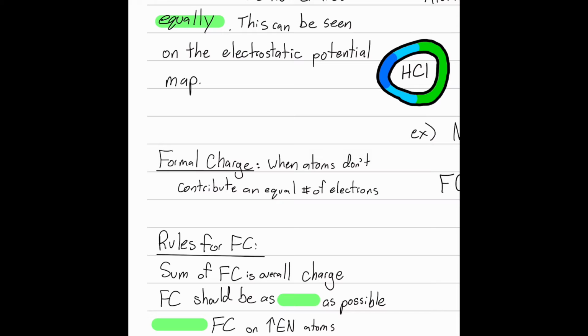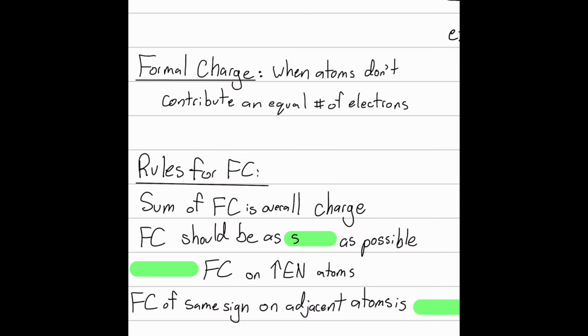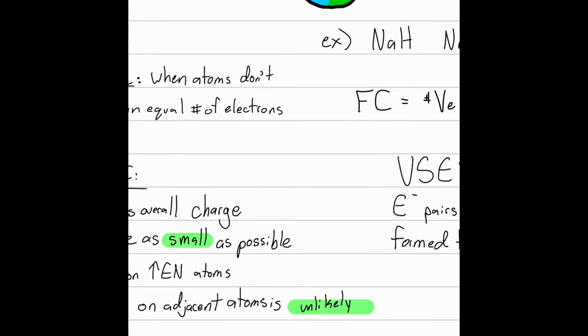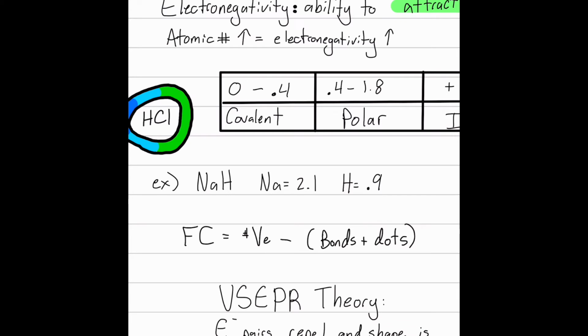When drawing a molecule and figuring out its structure and bonding, it's important that the formal charges are kept as low as possible. Negative charges should be on more electronegative atoms, and formal charges of the same sign on adjacent atoms is unlikely. Formal charge can be calculated by taking the valence electrons of an atom, then subtracting the bonds plus the dots, each dot being an electron in a lone pair.